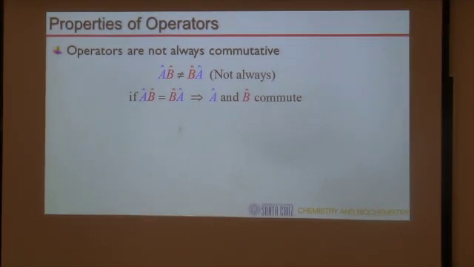Some important properties of operators, which I think we did not emphasize quite enough in the lectures. I want to add them here. So operators are not always commutative, which simply means you cannot always switch them. We know multiplication is commutative, right? 1 times 2 equals 2 times 1. But for two operators together, you cannot switch their position. Or at least you cannot always switch them. In some cases, you can.